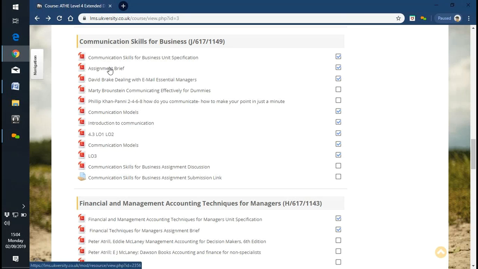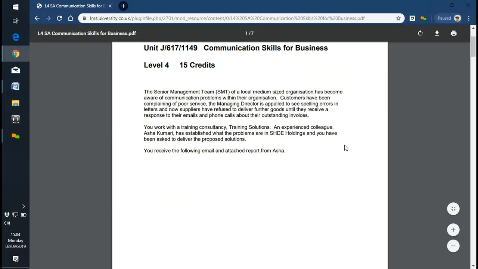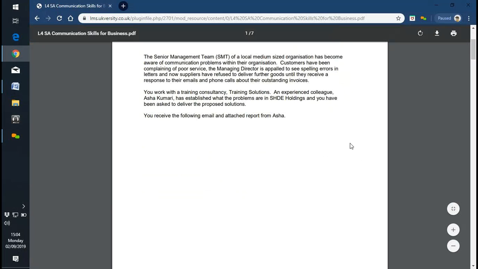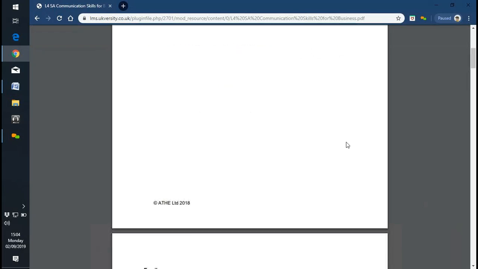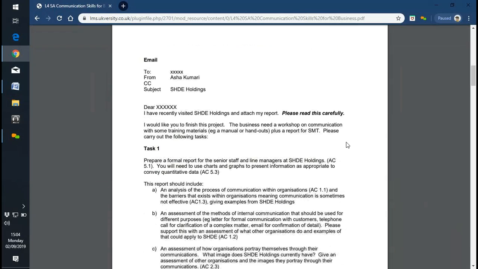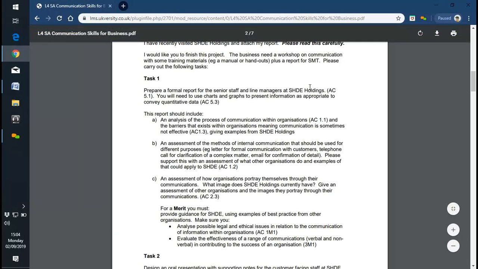Where have we gone? Back to the assignment brief. So looking at the assignment brief again, what I need you to do as soon as possible now is put some work together that will maintain this particular task. So task 1, a formal report for senior staff and managers at SHDE Holdings. You'll need to use some charts and graphs to show the information as appropriate to convey quantitative data.